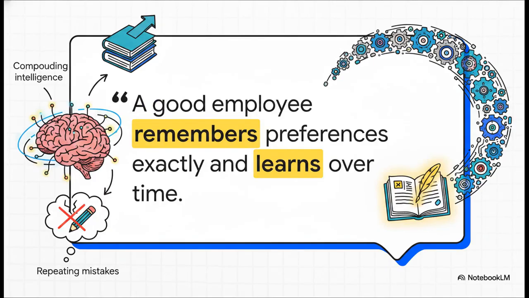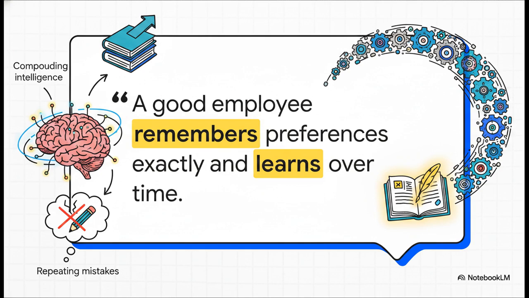The investor and builder Greg Eisenberg really hit the nail on the head with this concept. He says a good employee remembers preferences exactly and learns over time. Simple, right? But think about it. Just like a human hire, an AI agent's value absolutely skyrockets when it stops making the same annoying mistakes and actually starts compounding its intelligence based on your feedback. If you're constantly correcting your AI on the same formatting issue every day, well, it's not much of an assistant.